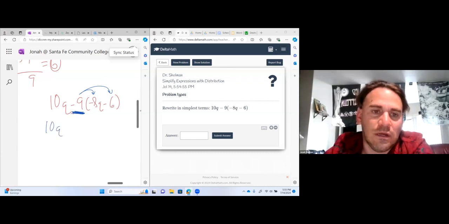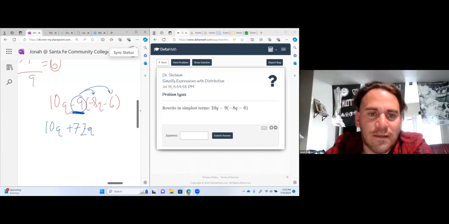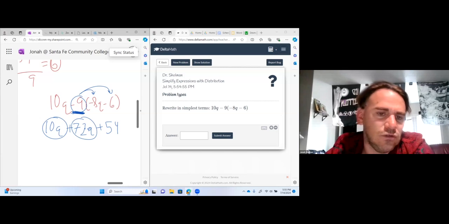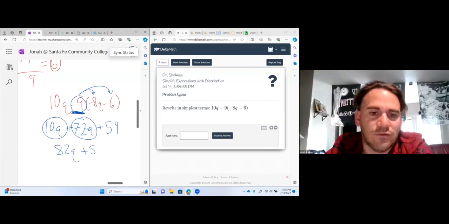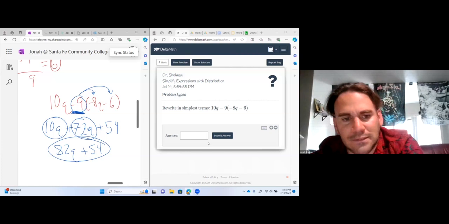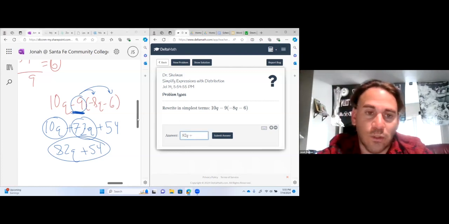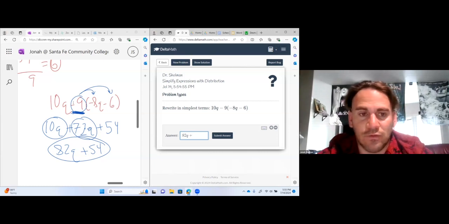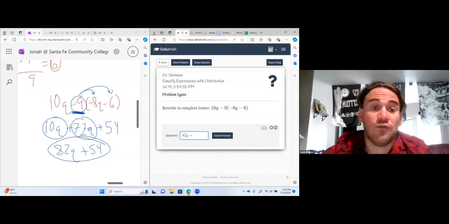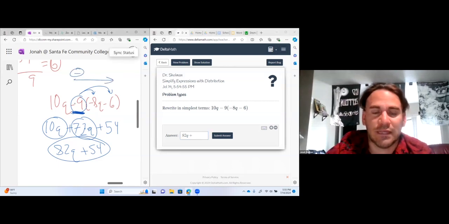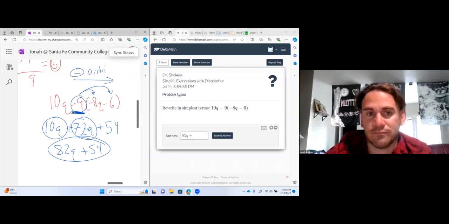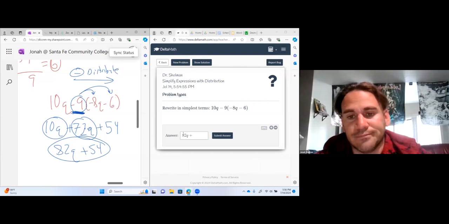So it's 10q, negative 9 times this. So this is a positive 72q. And then negative 9 and negative 6 is a positive 54. 10 and 72 is 82q plus 54. Boom. That's how we do it. Missed all the time. People will always forget this minus sign. You got to really push that it's not minus just the 9. It's minus everything after. The minus goes to everything after, so you might as well distribute with it. That's a really common mistake.